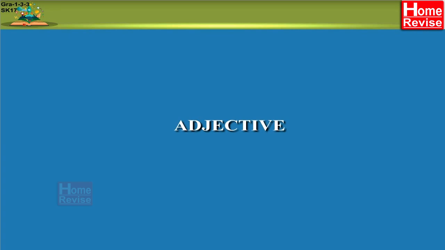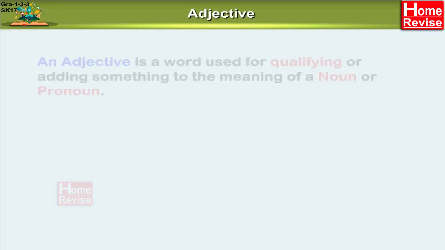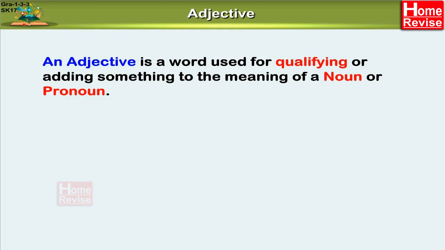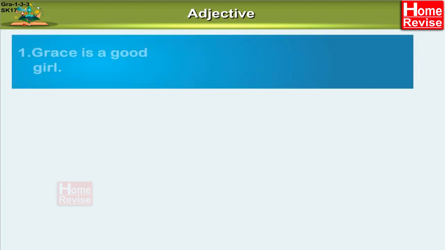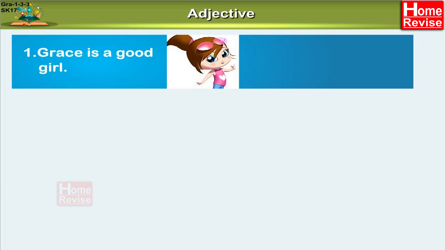We have the third part of speech, adjective. An adjective is a word used for qualifying or adding something to the meaning of a noun or a pronoun. For example, see these sentences. Grace is a good girl. In this sentence, good shows the quality of a girl. What kind of girl? Good.